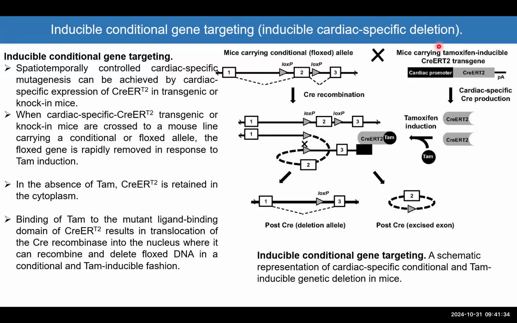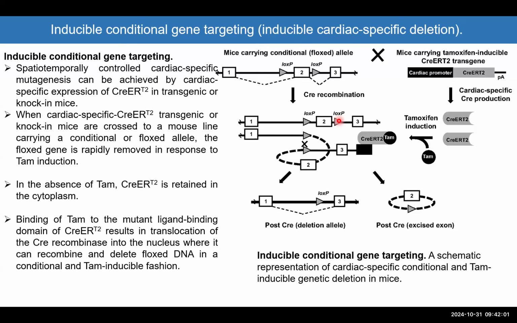Level number 2, the CRE is not a simple CRE. It is a CRE with the mutated estrogen receptor. Therefore, it doesn't work unless I add tamoxifen. And the third condition is that I'm not using a plain knockout, I'm using LOXP sites on the other side. So this is the third level of control.